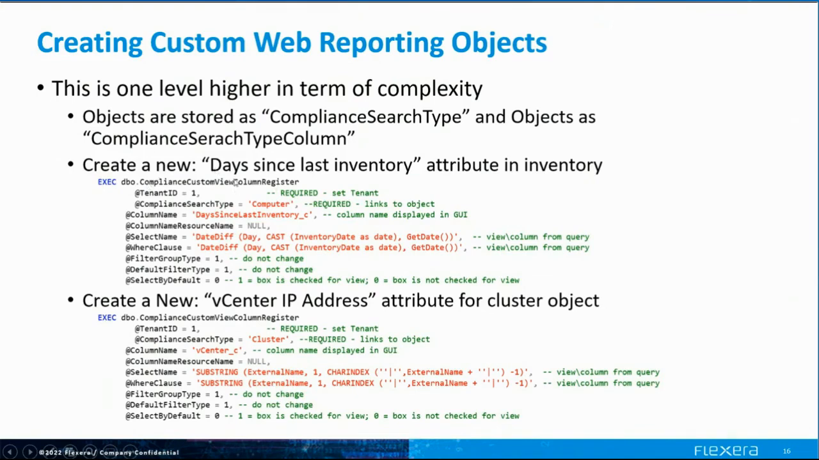This is how we store the data: the compliance type column. And this column will be added to the existing object, which is computer, and will have a select, which is a date diff of a field that already exists. So this field will show you the number of days since the last inventory. For the vCenter, for instance, the IP address in the cluster name is on the left of the cluster. It's called the cluster external name. So you can add the vCenter IP address attribute just by running this little example.